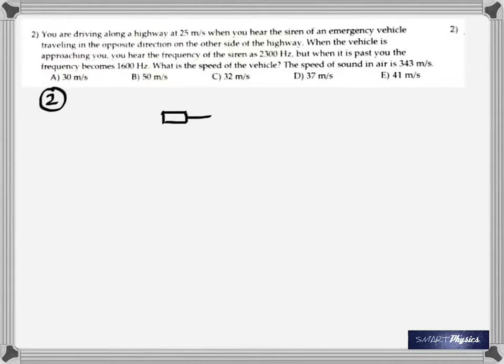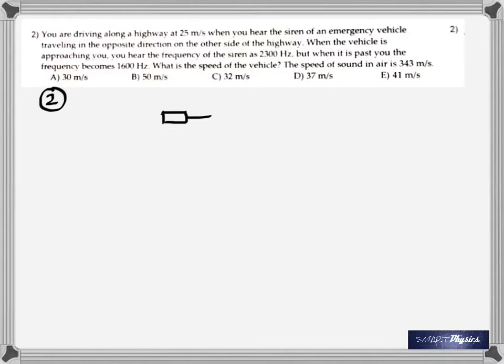In the second one, you are driving along a highway at 25 meters per second when you hear the siren of an emergency vehicle that is traveling in the opposite direction on the other side of the highway. When it's approaching you, you hear the frequency as 2300, but when it's past you, the frequency becomes 1600. What is the speed of the vehicle? The speed of sound in air is 343 meters per second.